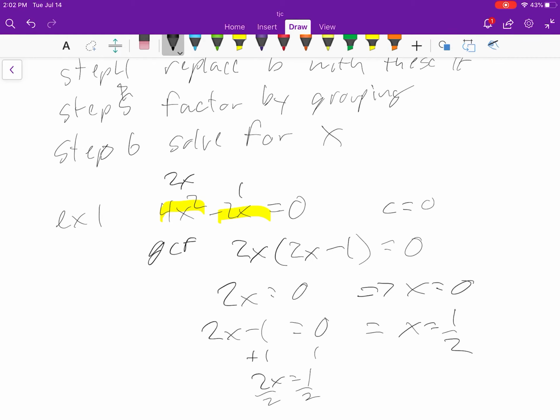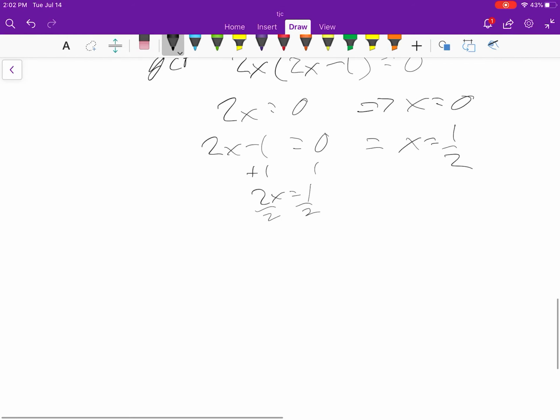Okay, let's move down to the next one. Another example. Example 2. 2x squared plus 7x equals 4. So now we move the 4 over.